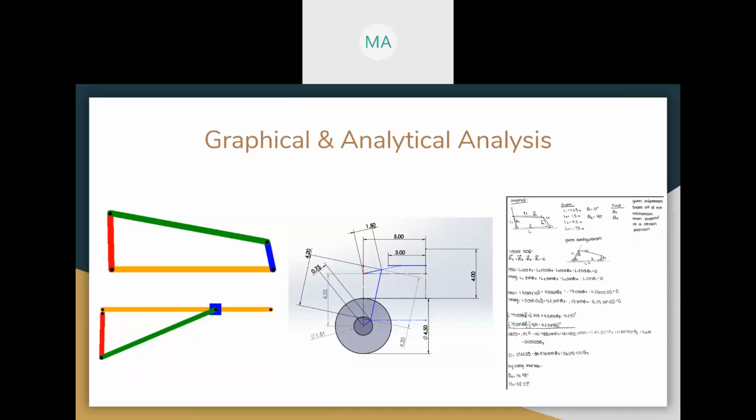We then took these calculated angles and went to our model and compared the calculated angles for theta 3 and theta 4 to the measured angles from our prototype for theta 3 and theta 4. We saw that the measured angles from the prototype and the calculated angles were very similar. We also saw that in Mech Analyzer, the graphical analysis gave us the same angles, from which we can conclude that our mechanism functions as it should.